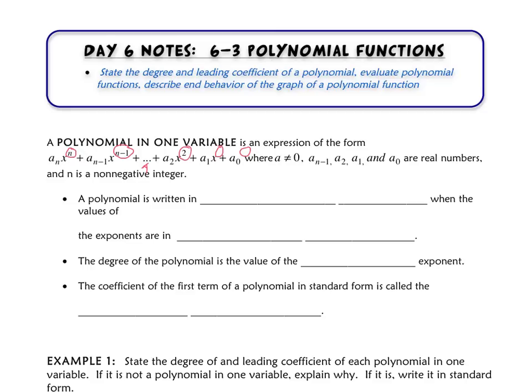Also, I do want you to notice that a is not equal to 0, and all these coefficients are real numbers. And n is a non-negative integer. So basically, in a polynomial in one variable, all we have is the same variable appearing, but it will be raised to different powers.